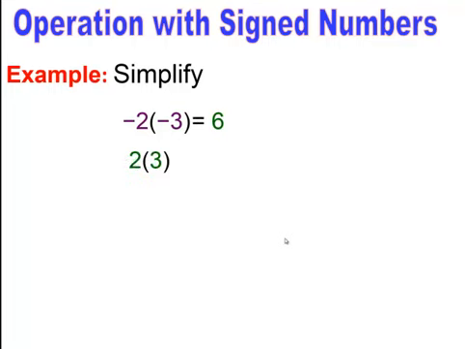Now in this case, I have 2 times 3. They're both positive numbers. When you multiply a positive to a positive, you get a positive answer. Now this last example, we have a negative 2, and it's attached to the parentheses 3. Well, that means I'm multiplying a negative 2 to 3, and a negative times a positive will give us a negative answer.